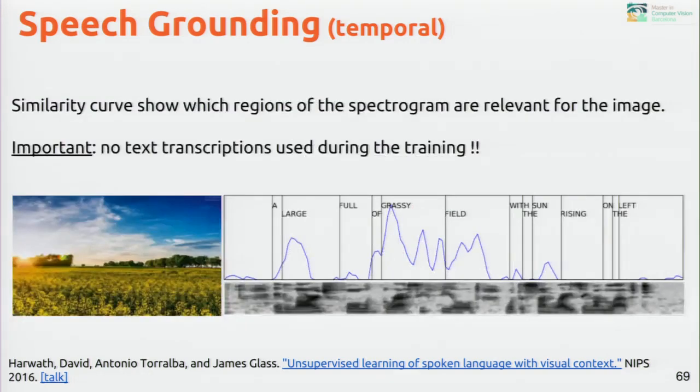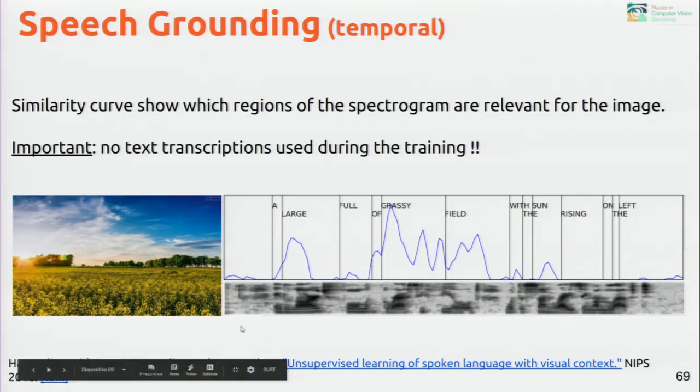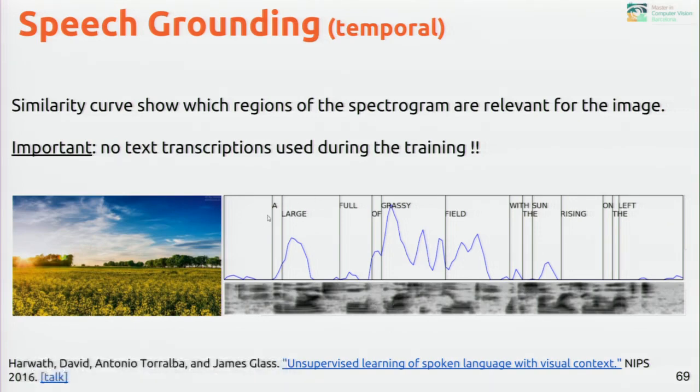Then what did they observe? So imagine you have this image, and here you have the speech, the audio signal, the spectrogram, and here you have written what was the word that was pronounced, like from here to here, in this part it was pronouncing the word field. Yeah? Fine, do you understand the figure?